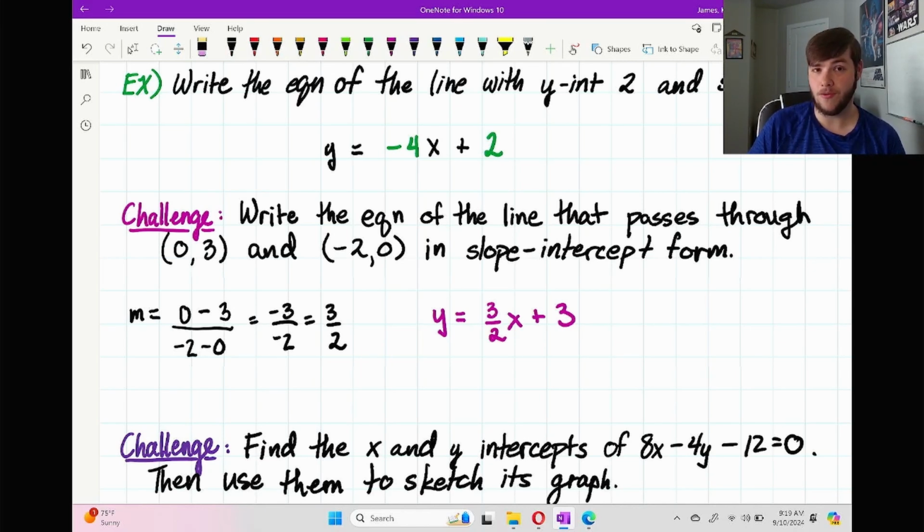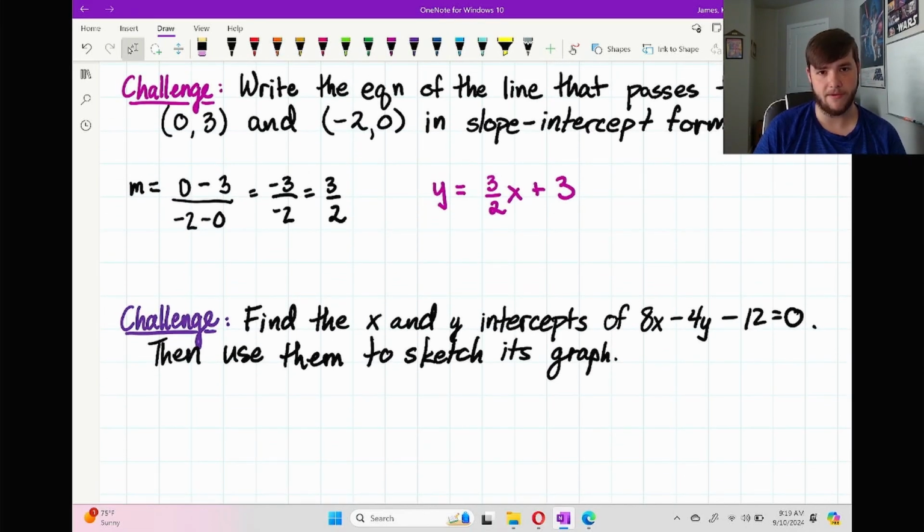Notice not only was the slope not explicitly given to us, they also kind of tried to hide the fact that the y-intercept is given right here by not labeling it as the y-intercept. But remember, the y-intercept is whenever the x-coordinate is 0. So I know my y-intercept is 3, and I can calculate the slope to be 3 halves. So using the slope-intercept formula, I get y equals 3 halves x plus 3.